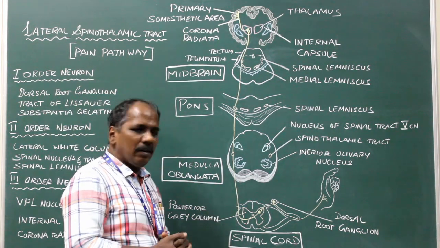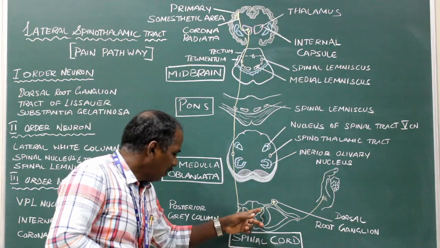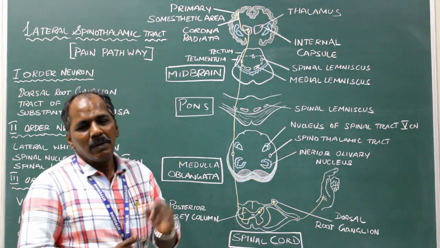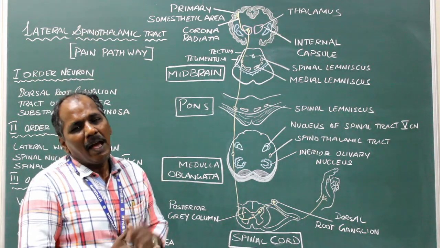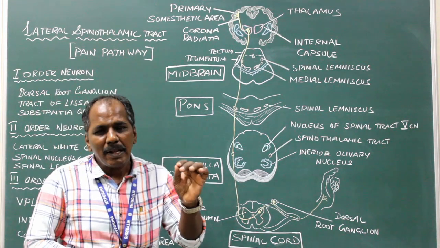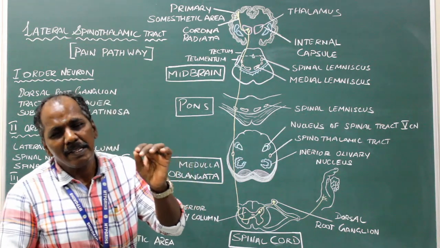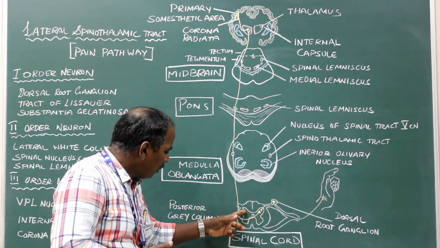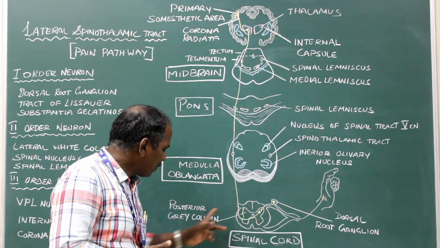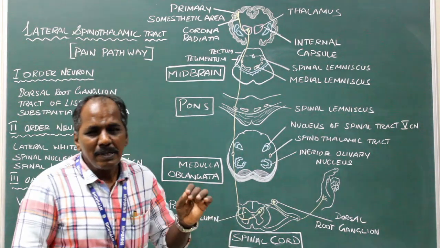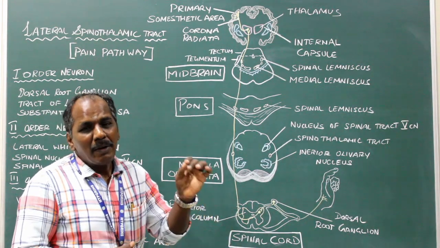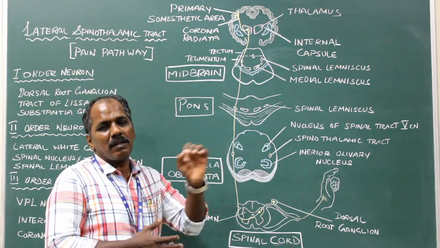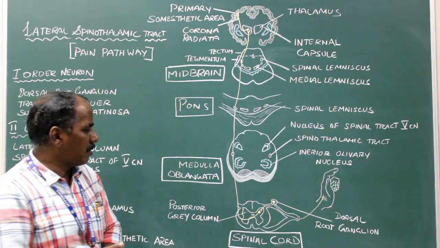In the spinal cord, it ascends or descends one or two segments as the dorsolateral tract of Lissauer and relays in the posterior horn cells present in the posterior gray column, including the substantia gelatinosa. So this is the first order neuron. I'll put it in simple words.